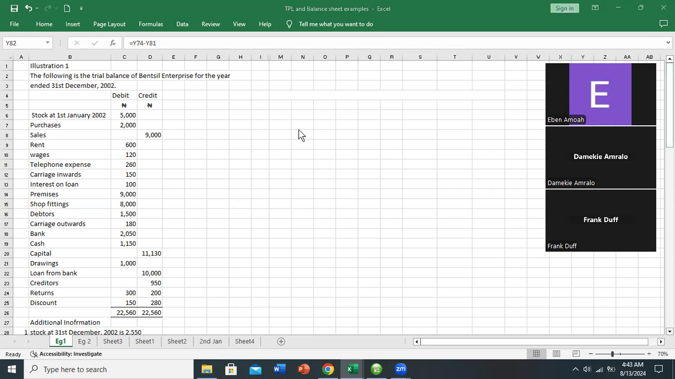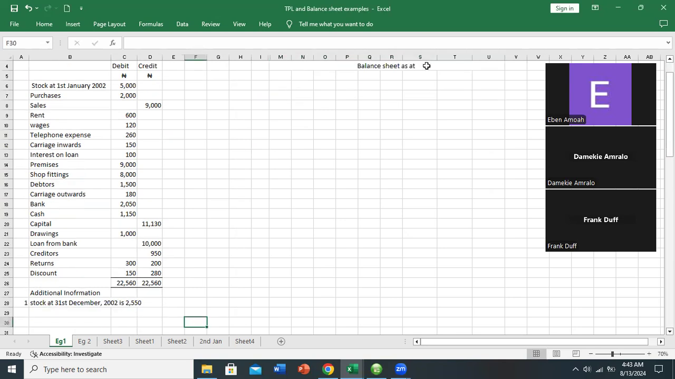Yes. Okay. So the title of the balance sheet is the first thing you put in. Balance sheet as at. So here we are being told we are to prepare it for the year ended 31st December. But the balance sheet, we're going to have it as balance sheet as at 31st December 2002. Okay, so you put in your currency sign, which is Naira.